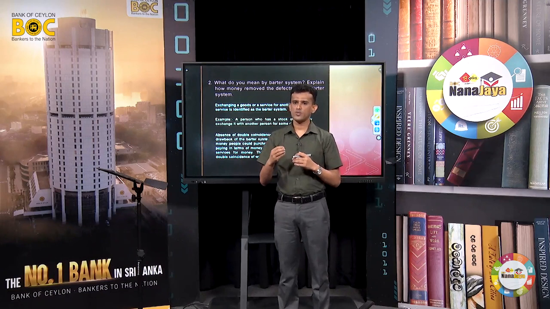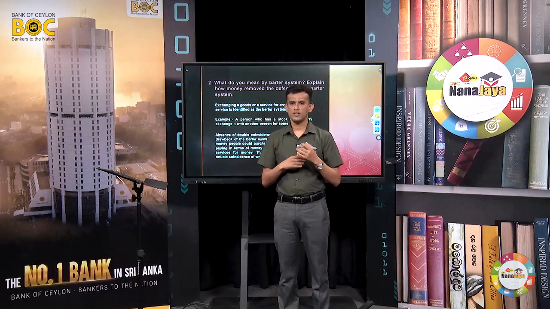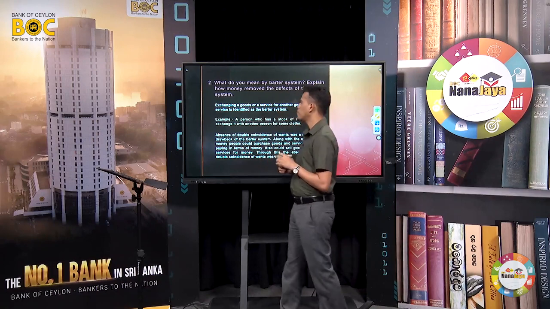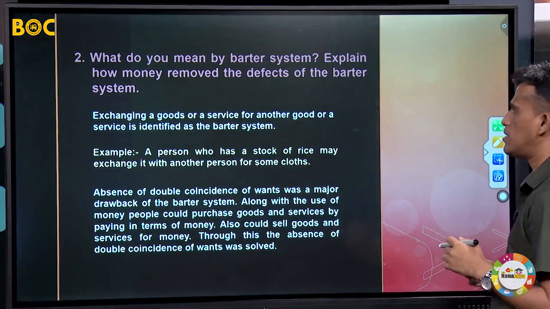But along with the use of money, we could easily carry some amount of money from one place to another place and engage in transactions. So like this, almost all the drawbacks of the barter system could be solved using money as a medium of exchange. So therefore, in this question, what do you mean by barter system?